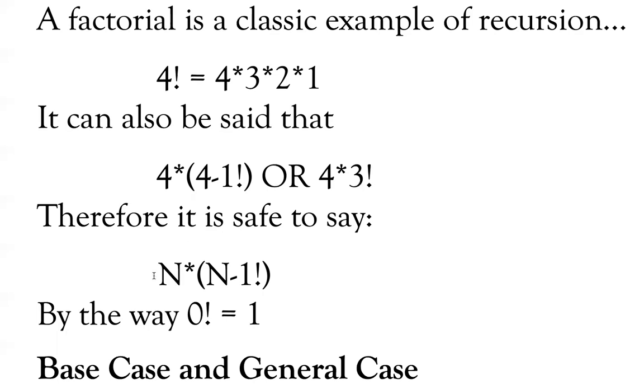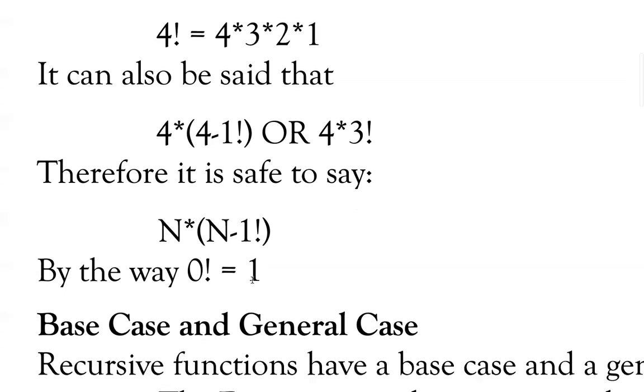Simple as that. So if I want to find the factorial of n, it will be n into the factorial of n minus 1. That's how we can use this formula to find a factorial.